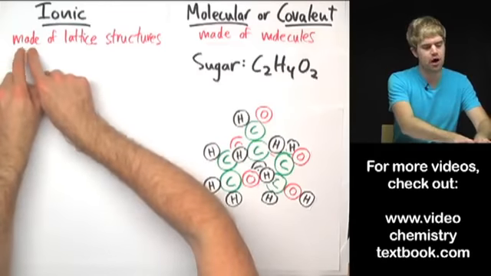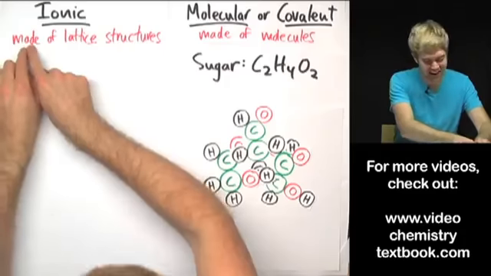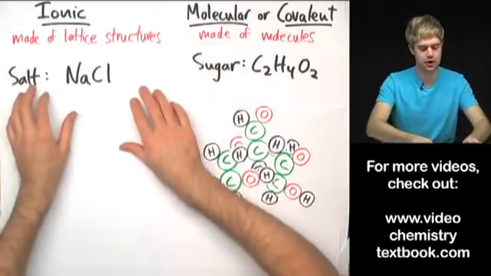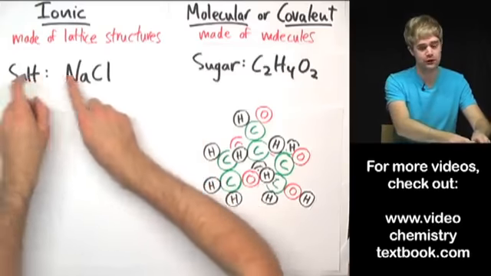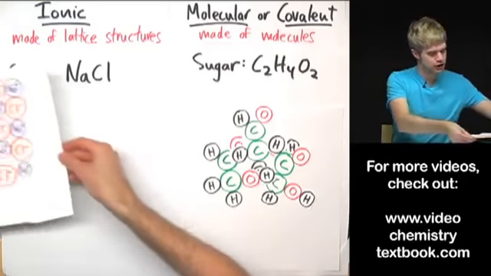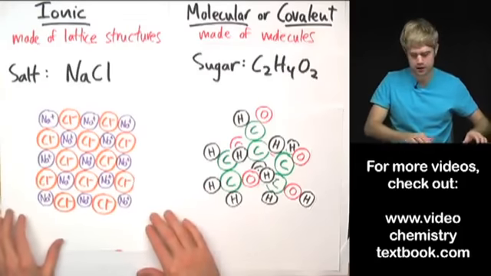They're made of what we call lattice structures. And here's what lattice structures are. The example I'm going to give you is salt, which is sodium chloride, table salt. And the lattice structures of sodium chloride look like this.